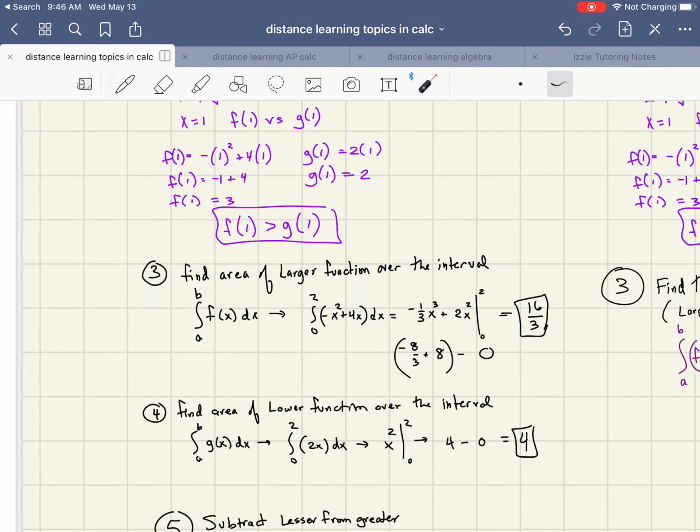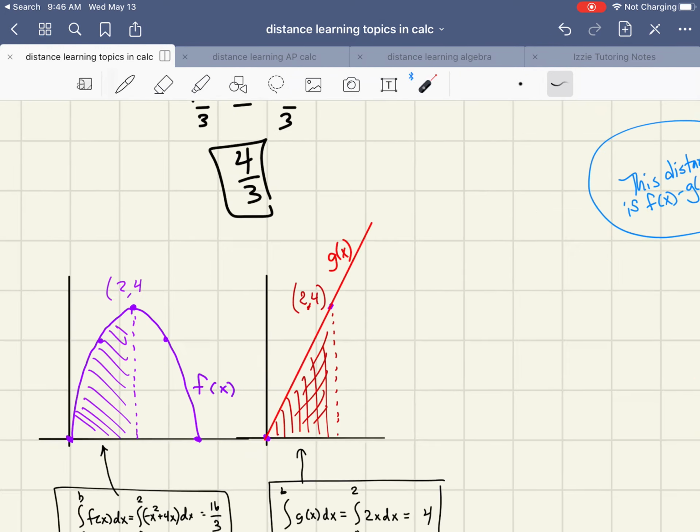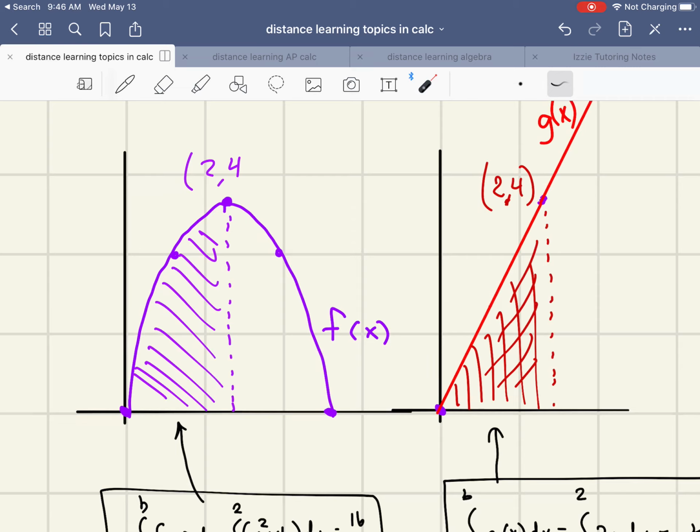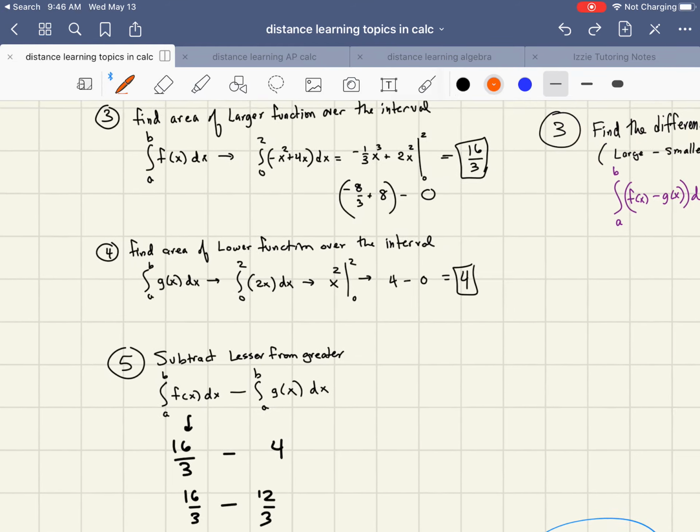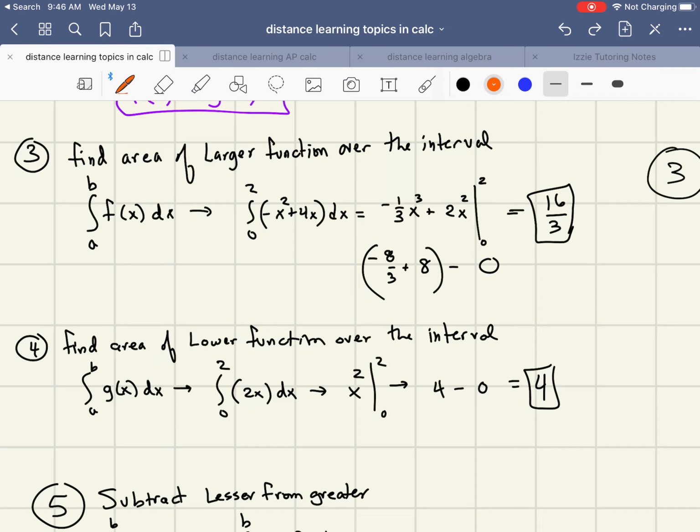So what we can do is zoom way out here and look at the graph down below. If we took the area under the curve, notice they're both positive functions, right? So if we took the area under the curve of f and the area under the curve of g, and we took the area here away, we would be left with the area between the curves. So what I've done in option 1 is find the area of the larger function over the interval.